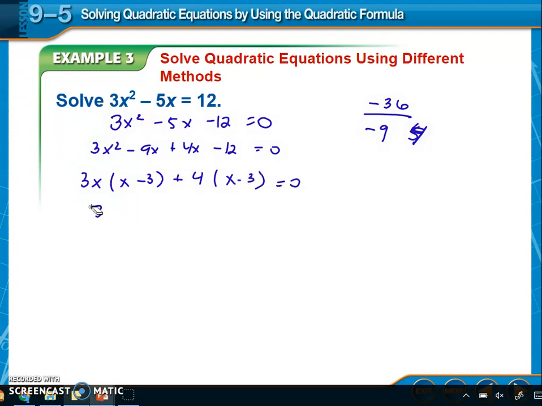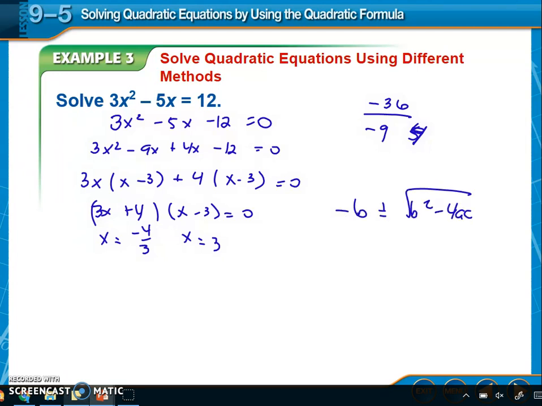So I get 3x plus 4 times x minus 3 equals 0. And so I would get x equals negative 4 over 3 from this one by solving when I set it equal to 0, and x equals 3 from this one. So this was faster than trying to plug it into the quadratic formula. But you could solve this using the quadratic formula also. So you could use negative b plus or minus square root b squared minus 4ac all over 2a.